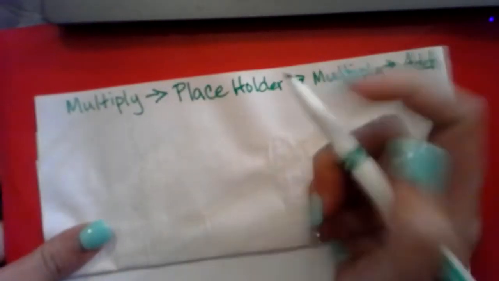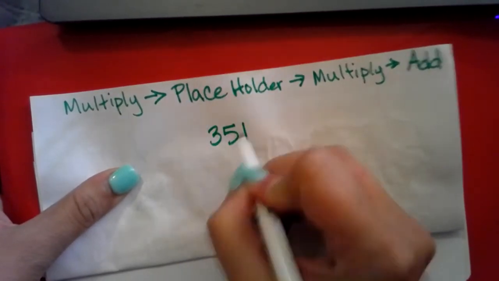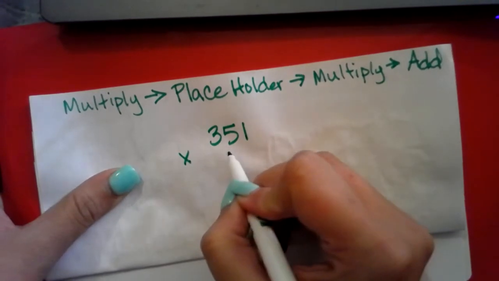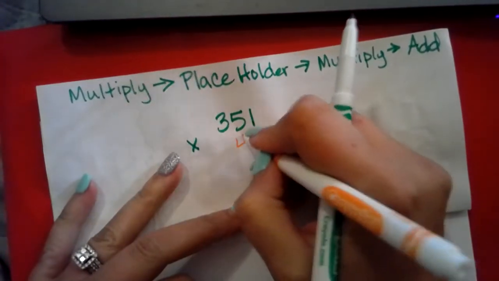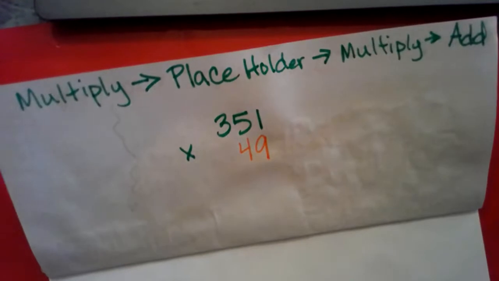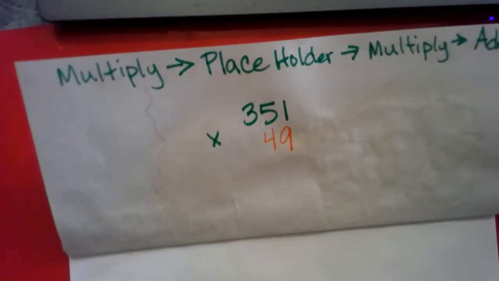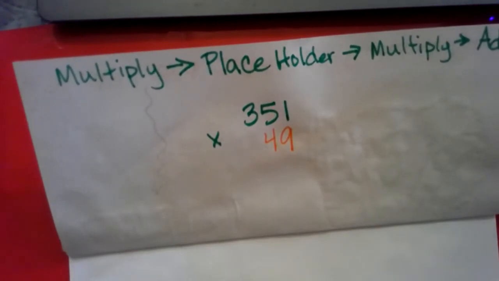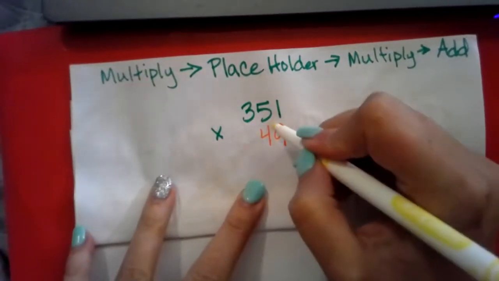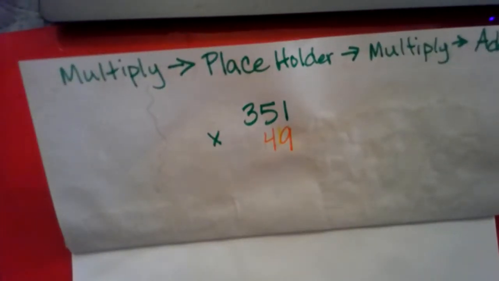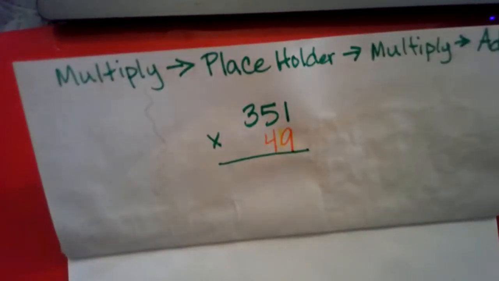So let's take the problem 351 times 49. All right, so 351 is a factor, 49 is a factor. So my very first step is I am going to multiply all of these digits by the 9. So my first step, step 1, is to multiply.